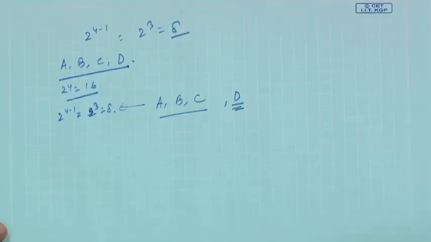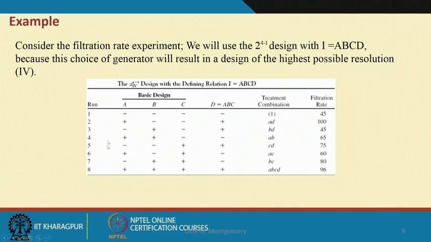So, your design will become like this, you see here. For A, B, C, you see the full 2 to the power k factorial written here, minus plus minus plus up to 8 runs. Then you find the highest order interaction ABC. You multiply all the columns and you get this. You are saying that D will be set like this.